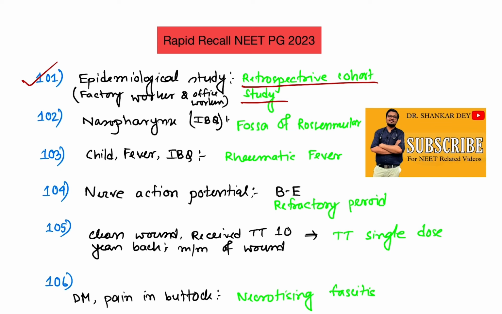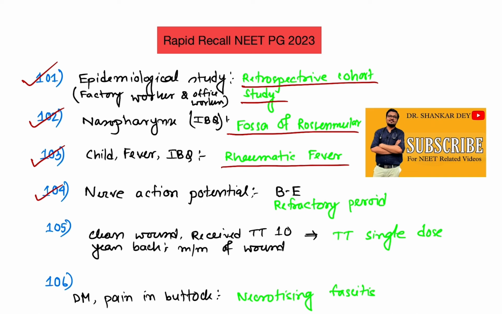Next question was one image based question. A nasopharynx posterior rhinoscopy image was there, and the structure marked was the fossa of Rosenmuller, a depression just behind the torus tubarius. Next question was, I think, also image based. A child came with fever, and I think one image was there, either lymphocytic infiltration or Aschoff body image. So child with fever, Aschoff body image, the probable diagnosis is rheumatic fever.